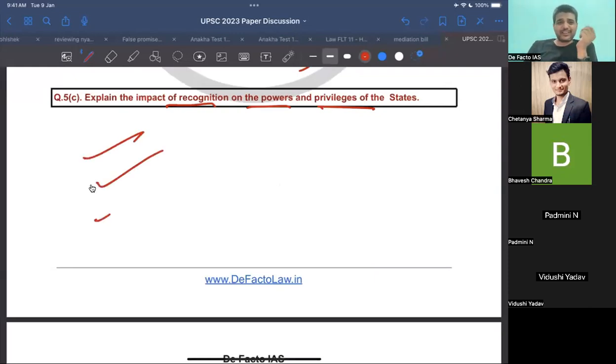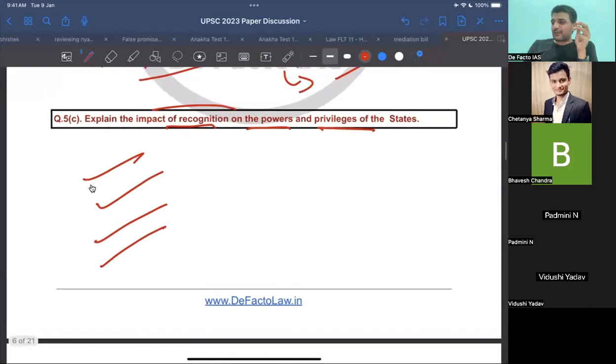You can access the international financial system. You will get membership of UNO, right? So these are all the things which you get once you get recognized. So whether they ask consequence of recognition or impact of recognition, it is the same thing. Right? So it is again a very general question. You need not go into detail and write something new. It is the same question. Okay, what are the consequences?